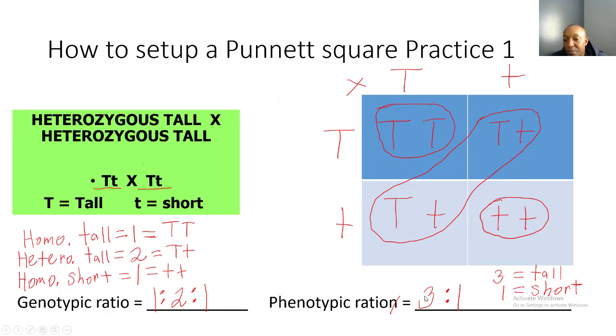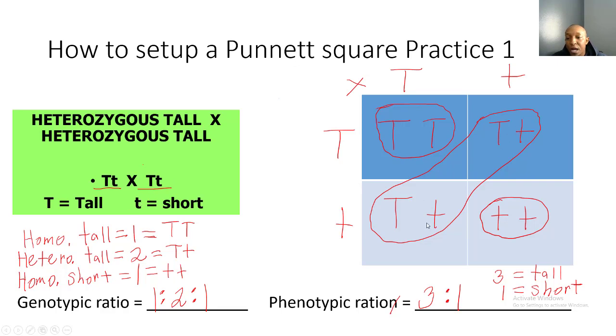Now let's look at our phenotypic ratio. How many of them are going to be tall? If you look, 3 of them are going to be tall. How can we tell? Because there are at least 3 of them that have a big T. And remember, that big T is dominant over that little t.